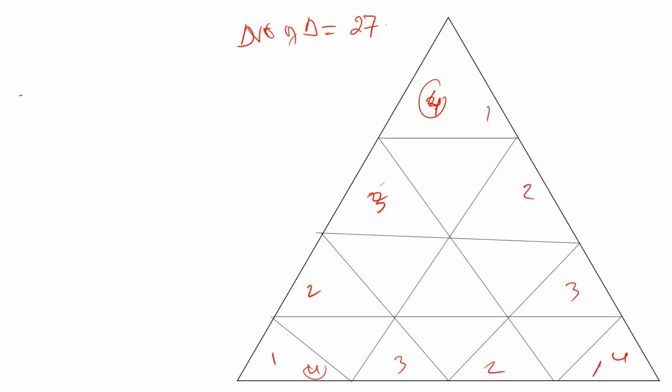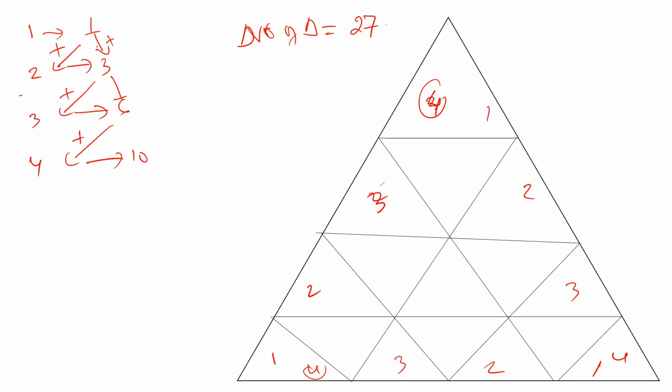Here the number of subunits of the triangle is 4, so we have to write 1, 2, 3, 4. 1 will correspond to 1, then 1 plus 2 equals 3, 3 plus 3 equals 6, 6 plus 4 equals 10. And after this we have to add these numbers: 1 plus 3 plus 6 plus 10. 1 plus 3, 4, 4 plus 6, 10. 10 plus 10 equals 20.